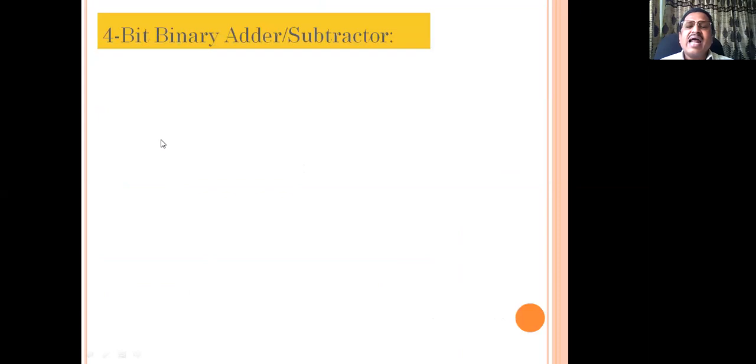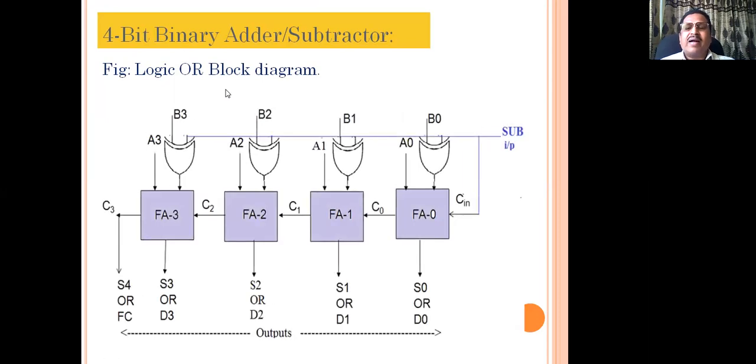We'll see now an interesting one: a combined logic circuit, or hardware, which adds as well as subtracts two 4-bit binary numbers. The logic diagram, also called a block diagram, is very simple. It contains 4 full adders: full adder number 0, 1, 2 and 3. In this circuit, a half adder is not used.